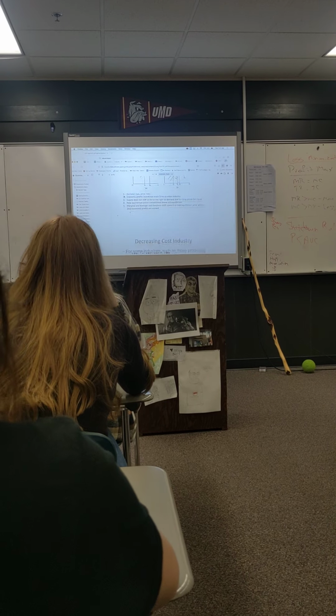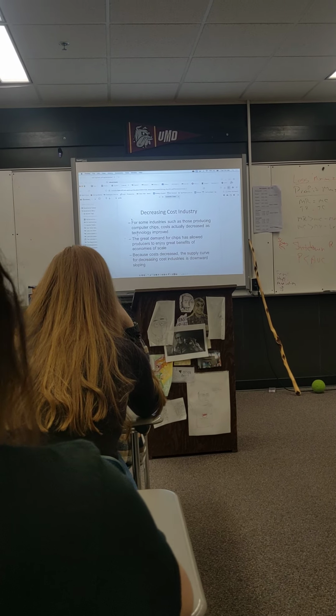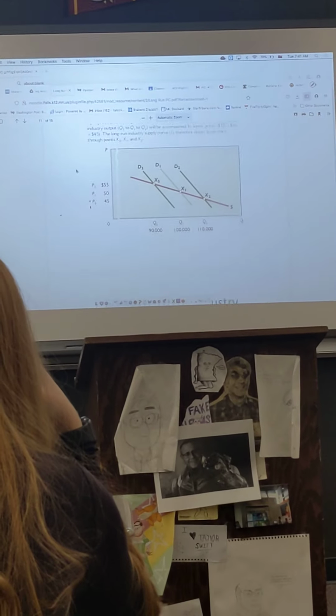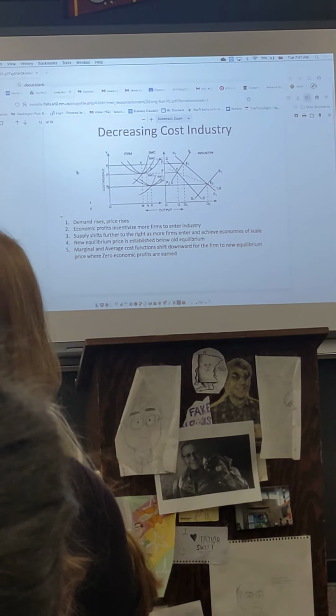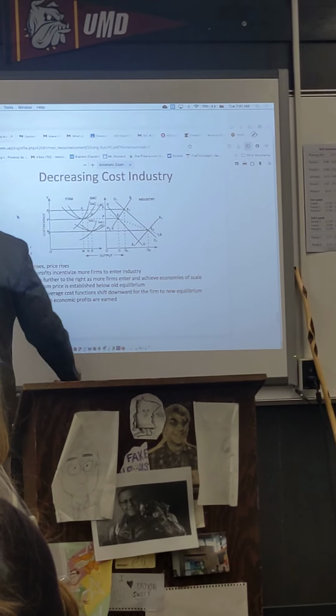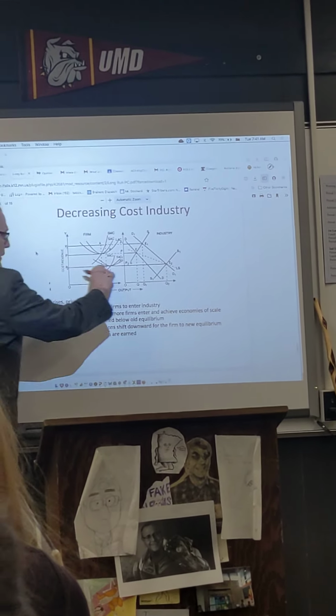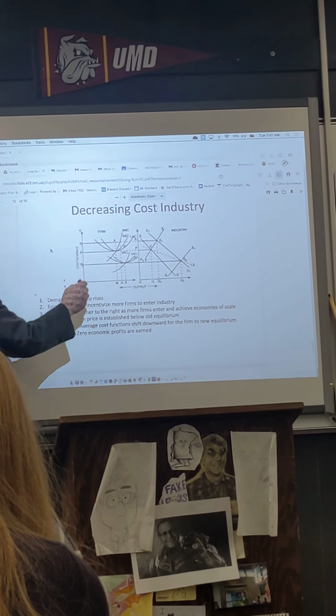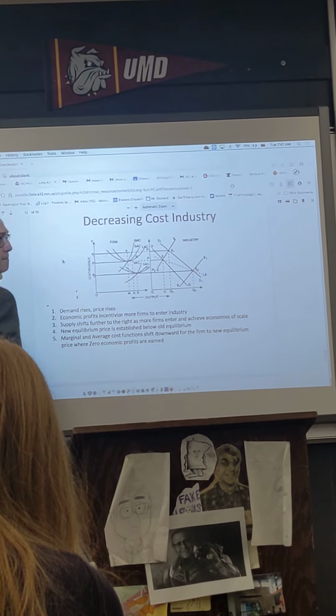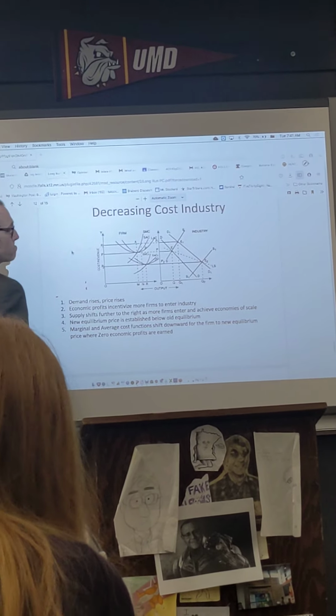Okay. All right, do you have a decreasing cost industry? This is rare, but it could happen. Once again, pure competition, we can tell our marginal revenue curve is perfectly elastic. We're in long-run equilibrium now here.